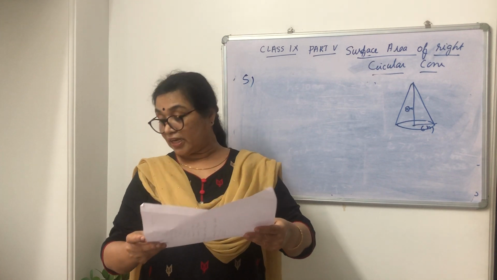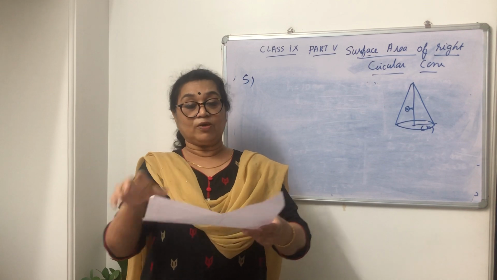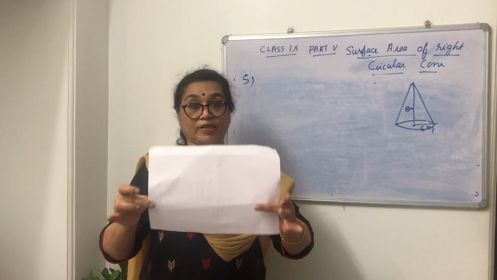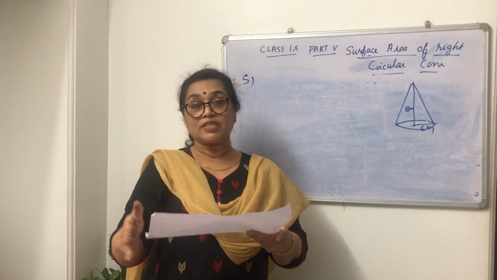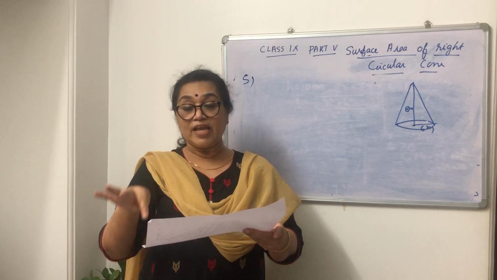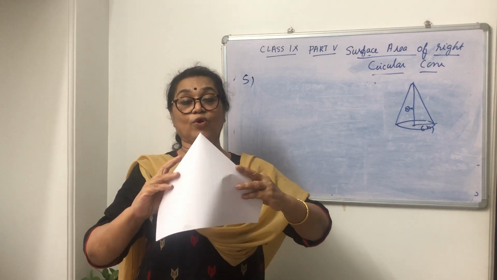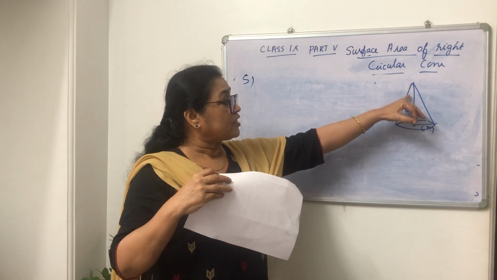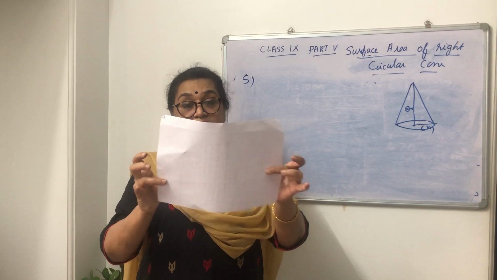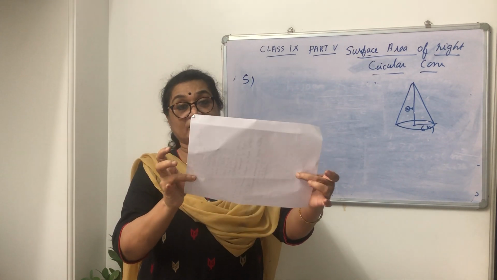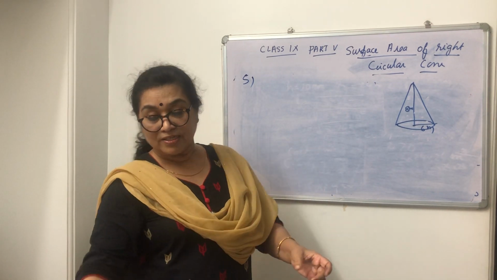So for the area of the tarpaulin, the width is given and the length is to be found. Tarpaulin is in a rectangular shape, so the area is L into B. B is given, so you can find out L. See here it is rolling and making a cone. Therefore the curved surface area of this cone is equal to the area of this tarpaulin, which is in the shape of a rectangle. Width is given 3 meter. The length you have to consider L.